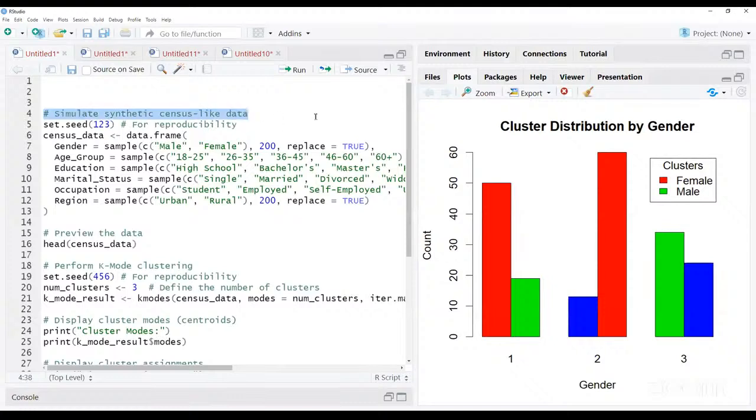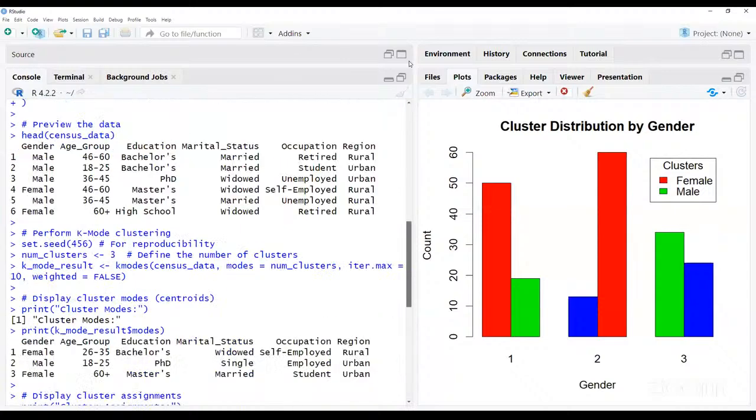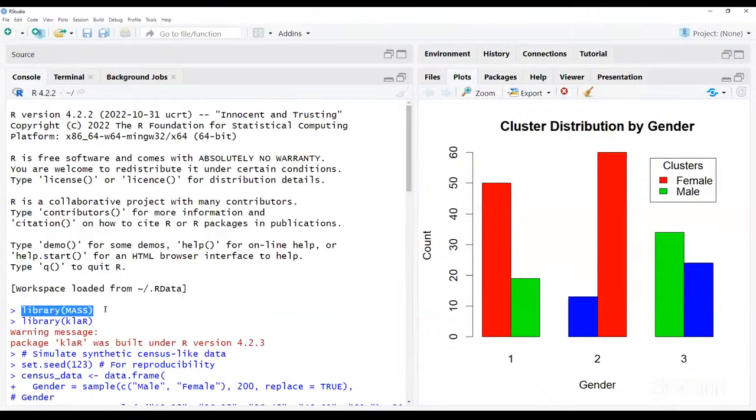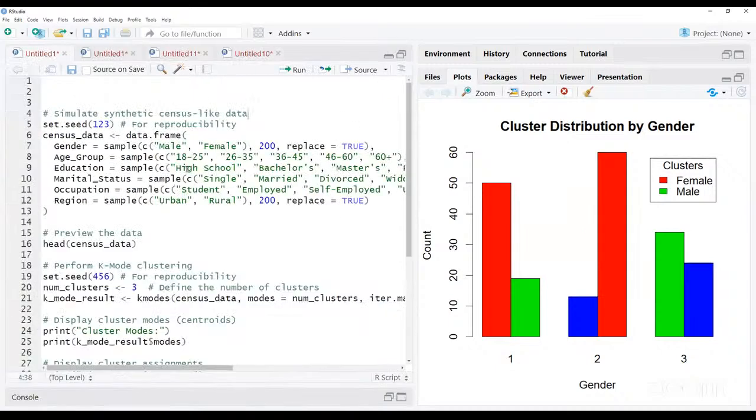Then first, no, before that, there is a library. The packages. So this package, library MASS and then library cluster. This part is very important, otherwise you cannot extract. Next is to simulate synthetic census-like data.